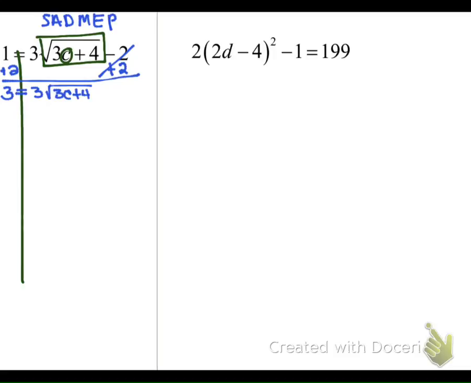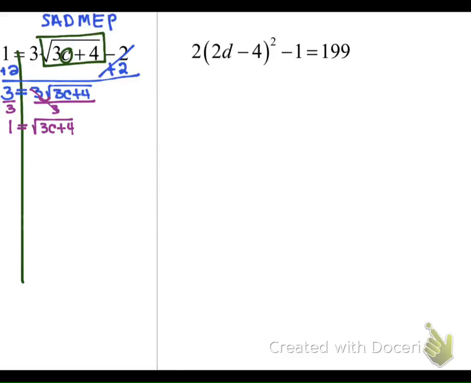Now, my square root still is not by itself, so I need to get rid of the 3. Anytime a 3 is touching a square root sign or a parentheses, or any number for that fact, it means to multiply. So in order to get rid of it, you have to do the inverse operation, which is division. So I'm going to divide each side by 3, cancel. My left side, 3 divided by 3 is going to be 1. And then on my right side, I can bring down the square root of 3c plus 4.